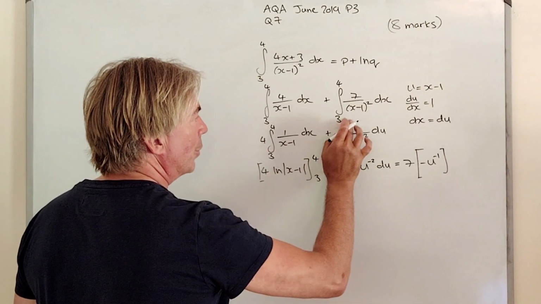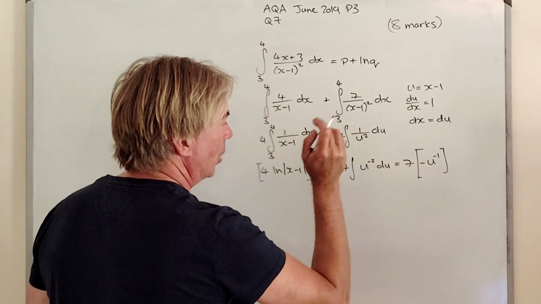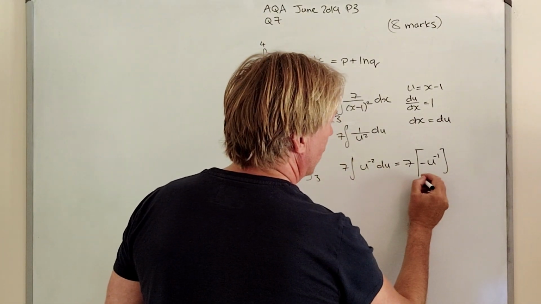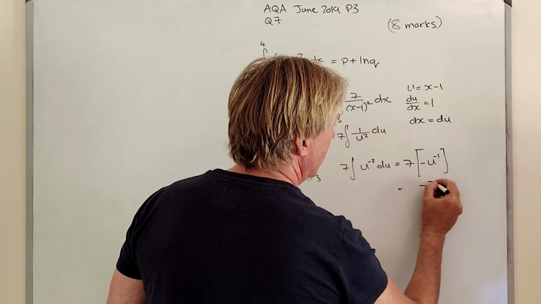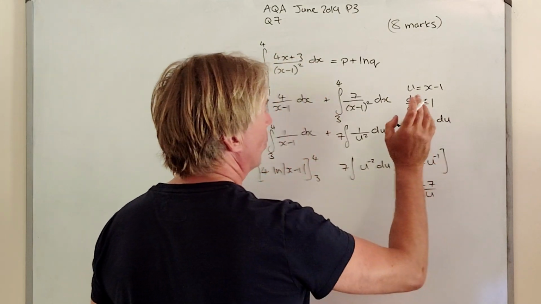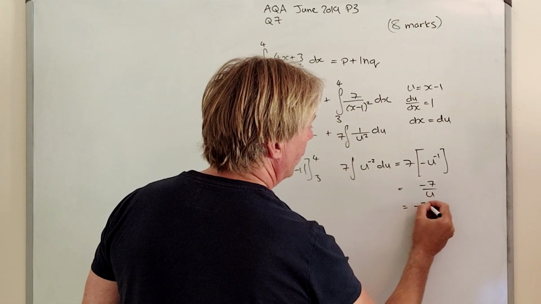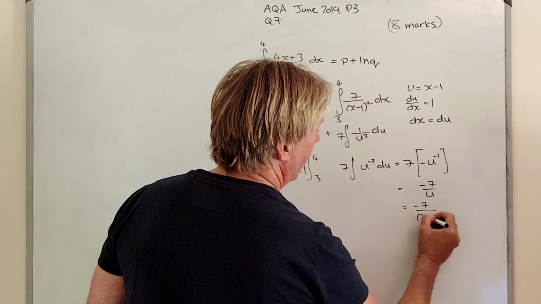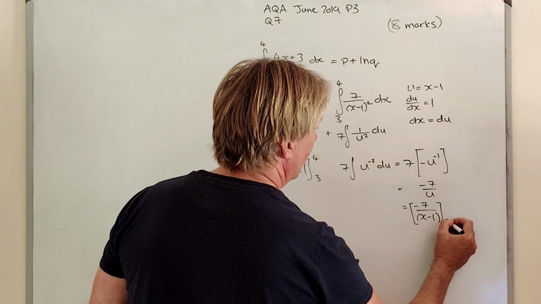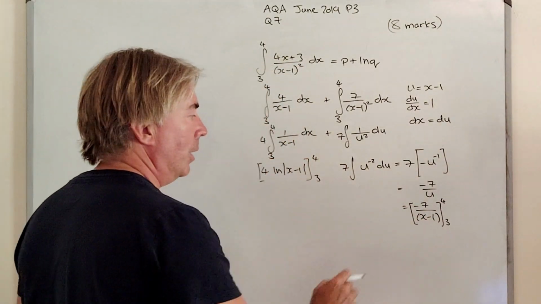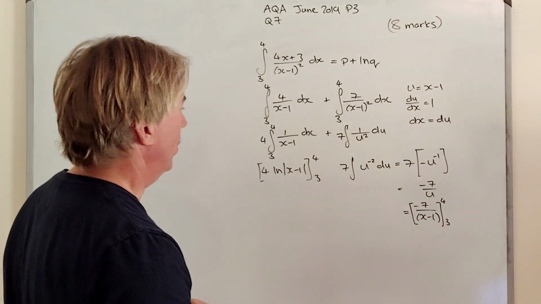That's quite important. Sorry, that was my mistake, and one I shall correct. Now that simply becomes negative 7 over u, and we know u is equal to x − 1. I can now put my limits in because I've replaced my variable, between 3 and 4. So those are our two limits we have to plug in.